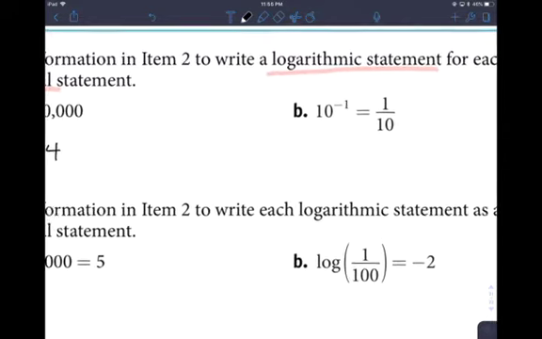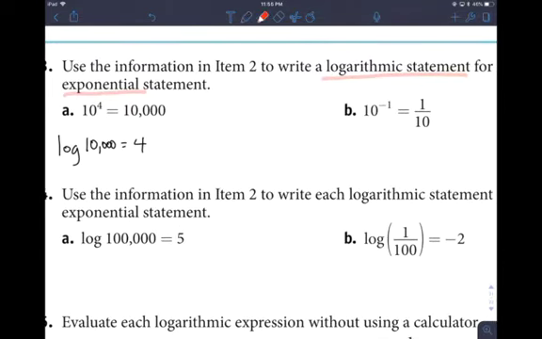Next one, again, the base is 10. So again, notice that the base is 10, so I don't have to write it when I write in log notation. So this is the same thing as log base 10 of, and I like to put parentheses when I see a fraction, 1 over 10 is equal to -1.